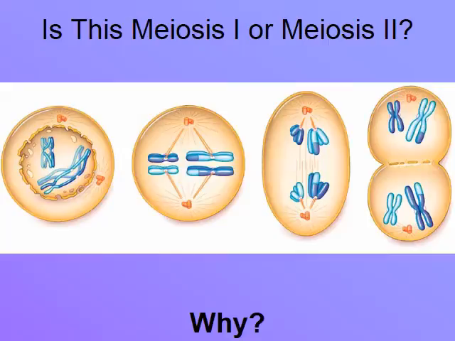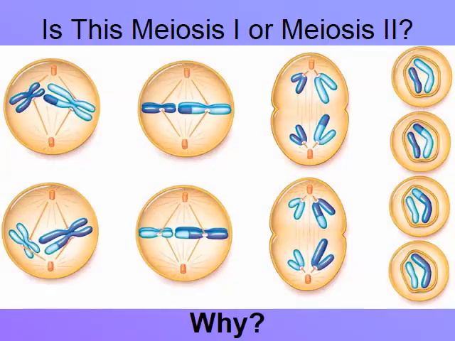So, based off what we have here, is this meiosis I or meiosis II? I'll give you a little bit of time to think. Okay, if you said meiosis I, you'd be correct. The reason behind this is because we only have one set of divisions. So at the end of this, we have 2 daughter cells instead of 4.